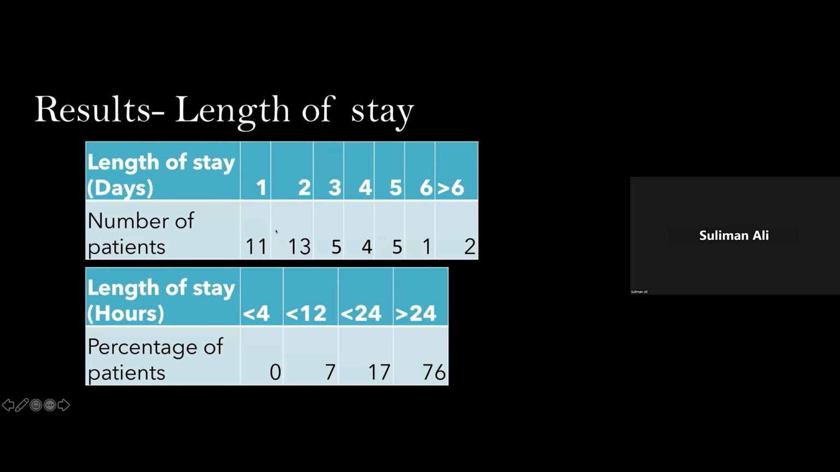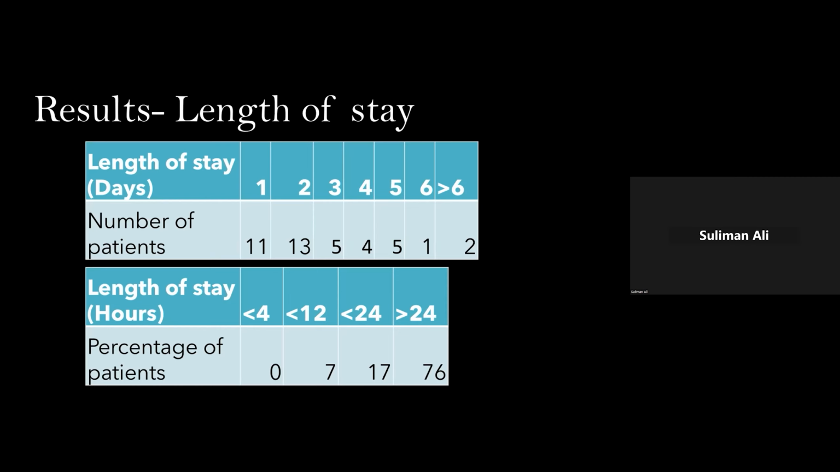26 out of 41 patients, which is less than 2/3 of patients, stayed for less than 72 hours. So 1 day's length of stay would be 0 to 24 hours, 2 days' length of stay would be 24 to 48 hours, etc. Now, I also broke this down even more into hours.